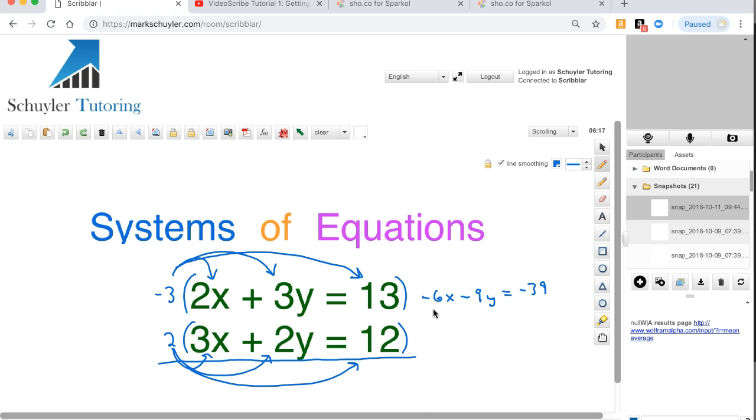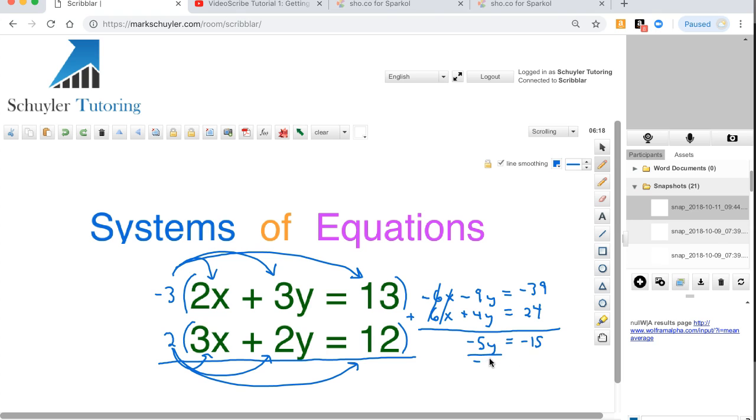And write out, oh, look, I have a positive 6x. That was the intention, right? And I have a positive 4y. And on the other side of the equal sign, I have a positive 24. Let's draw the line underneath, getting ready to add. When I add these, the negative 6 and the positive 6 cancel. That's what we wanted, the x's to go away. But when I add the 4y to the negative 9y, I end up with negative 5y. And I end up with negative 15 on this side.